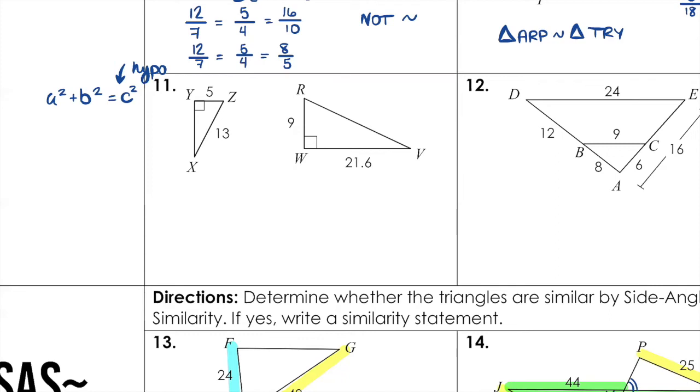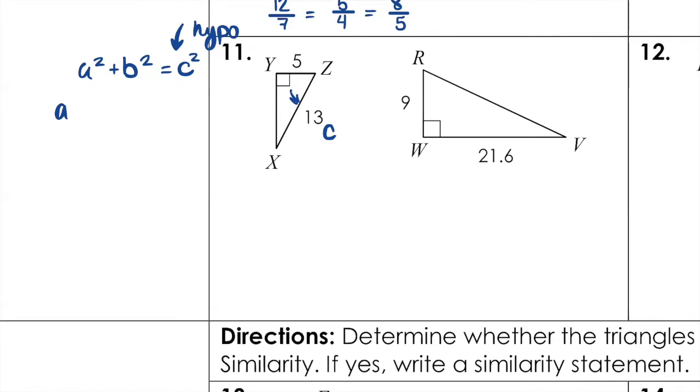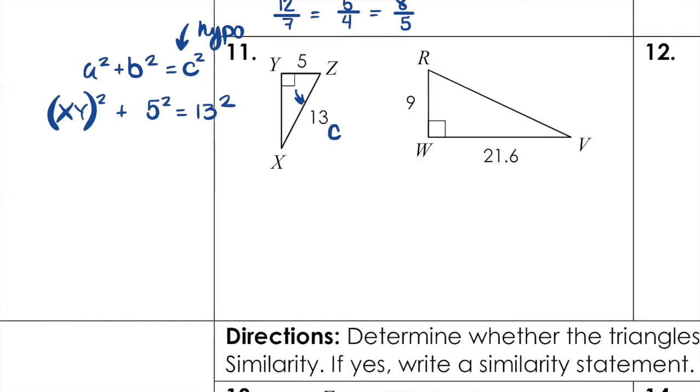So which one do we know will always be our hypotenuse? In the triangle itself, the one that's opposite the right angle, right? Across from the right angle. So in XYZ, c will be 13 because it is opposite our right angle. So I'm just going to let a squared be our unknown side. Or do y'all want to label it XY? Will that help? So XY squared plus 5 squared equals 13 squared.